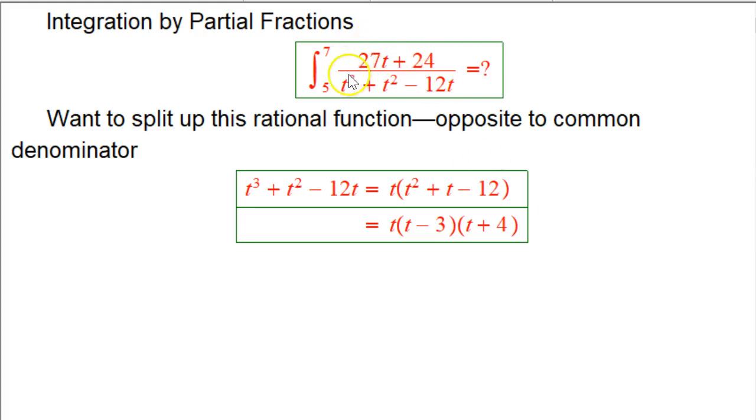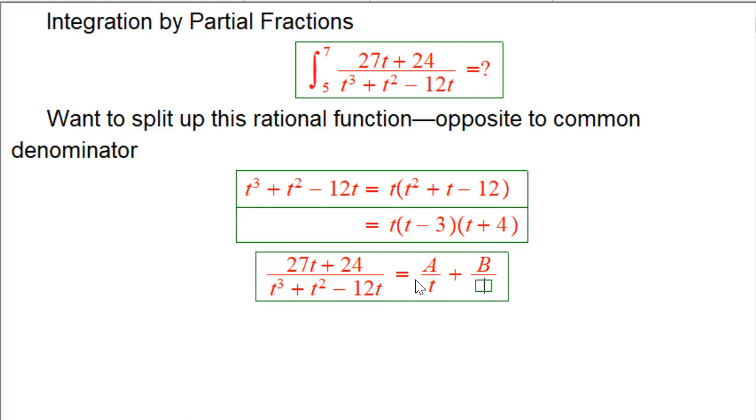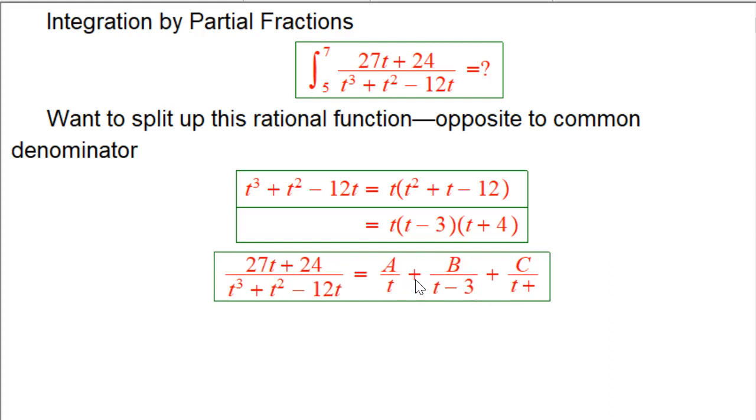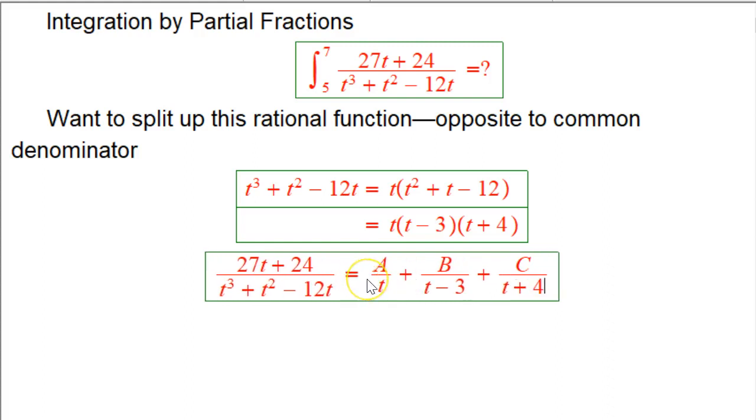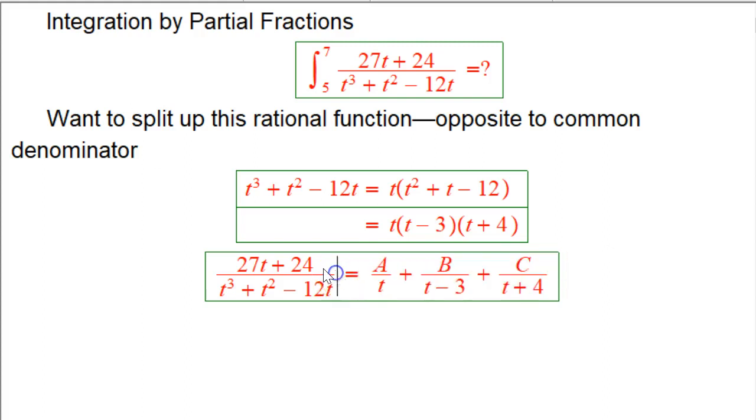Okay, so here's the thing. What we're going to do is say, I think that this is going to be some mystery number over t plus some mystery number over t minus 3 plus some mystery number over t plus 4. And certainly, a, b, and c are just numbers, they're not t's. They have no t's in them in this situation. They're just unknown numbers. They're not variables. If I take something of this form and do common denominators, I'll certainly get a rational function with this denominator. The question is, can I choose a, b, and c correctly so that I also get this numerator?